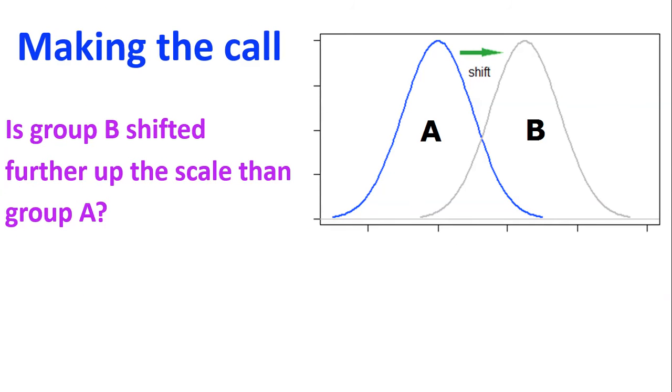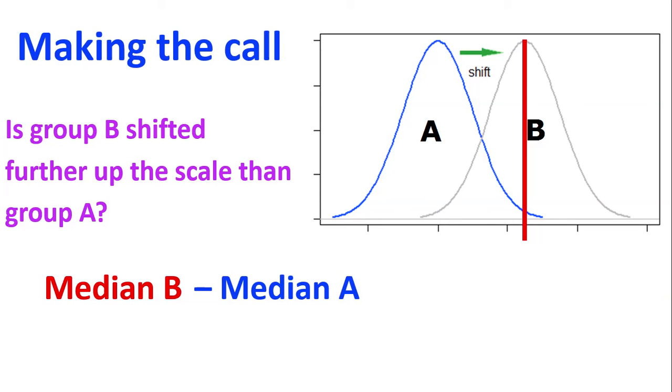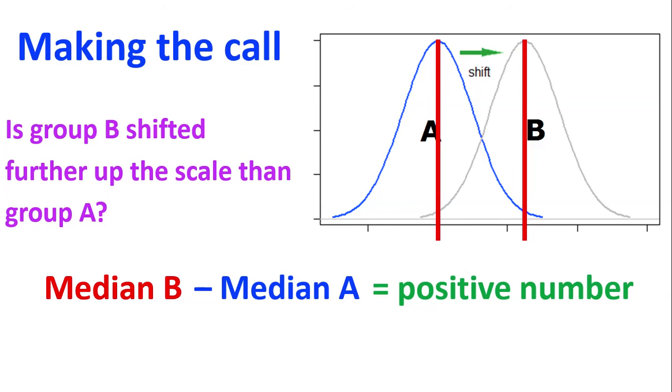So I've labelled these 2 groups, Group A and Group B, and I want to know, is Group B shifted further up the scale? Have I got enough evidence to prove that? So I'm going to take the median of Group B, there's the median, I've just added that on the diagram, and I'm going to subtract the median of Group A, okay? And when I do the median of Group B, take away the median of Group A, I'm going to end up with a positive number.